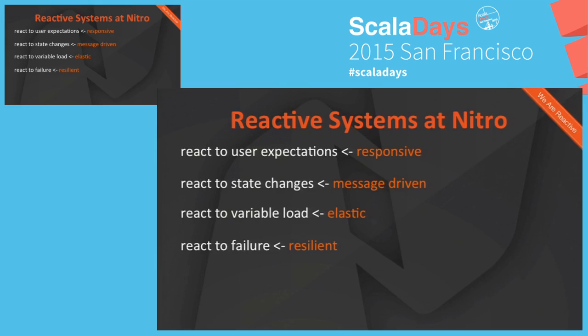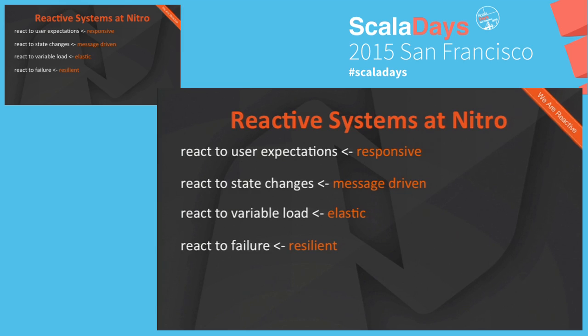So a little bit about reactive systems at Nitro. The four pillars of the Reactive Manifesto. So we've got to be responsive. Some of these documents could be megabytes in size, and we have to process, render, and understand the document in a pretty fast and responsive manner.